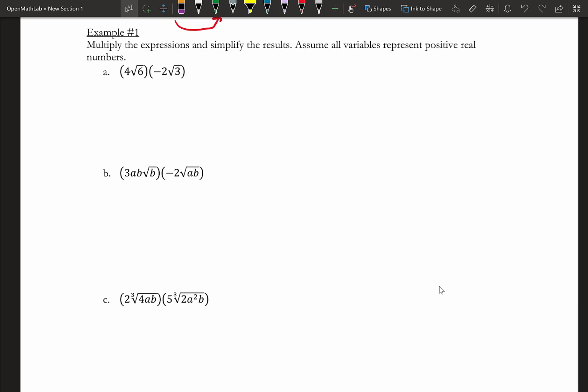So example 1, just practicing some of this multiplication. The very first thing I would do for number 1a is to use the commutative property of multiplication to rearrange some of these factors. So we would have 4 times negative 2, and then times radical 6 times radical 3. 4 times negative 2, I can write that as negative 8. And then radical 6 times radical 3, notice they have the same index. The index is 2 in both cases, because it's a square root. So that would be times radical 18.